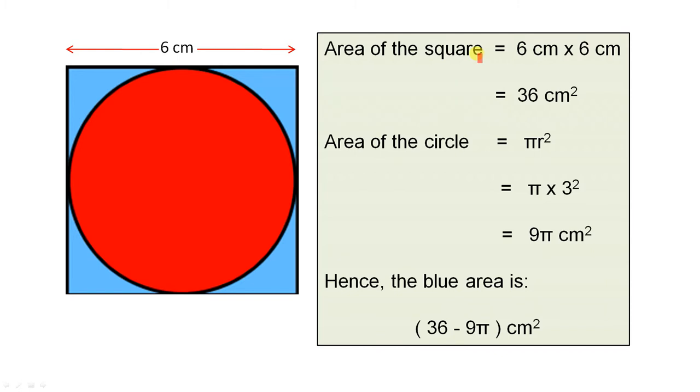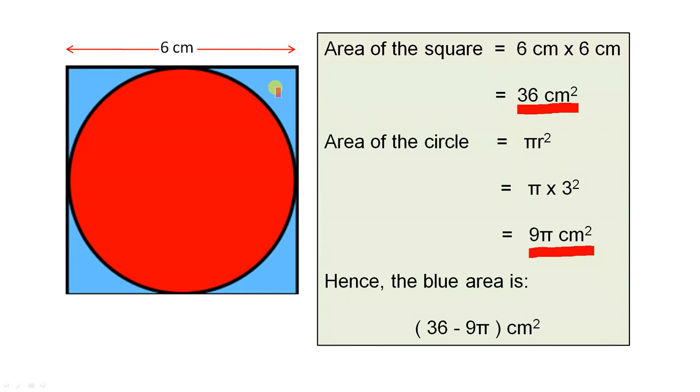So the area of the square must be 6 centimeters by 6 centimeters. That's 36 square centimeters. Now the area of the circle, we know that the formula is pi r squared. Since the radius is 3, it has to be pi times 3 squared, which is pi times 9, which is 9 pi square centimeters. So now we have the area of the square, which is 36 square centimeters. We have the area of the circle, which is 9 pi square centimeters.